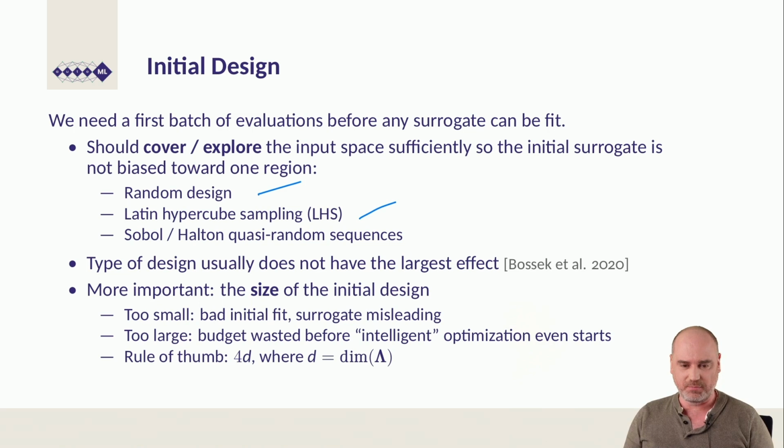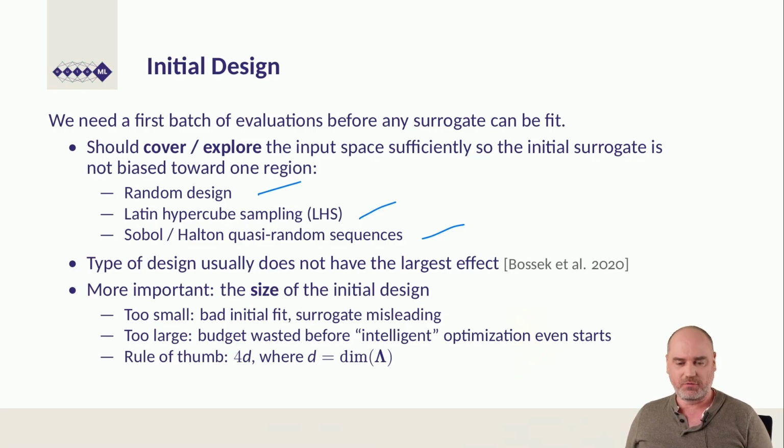There's stuff like Latin hypercube sampling or quasi-random Sobol sequences and so on. Usually the type of design does not have the largest effect on Bayesian optimization performance. What is usually a little bit more important is the size of the initial design. There are no perfect rules to determine that. The trade-off is usually that if we pick a design size which is too small, then there's going to be a bad initial fit, and our optimization might even go astray, so to speak, at least in the first iterations. The model we are fitting in the first iterations can be somewhat degenerate. And if it's too large, obviously we are wasting our budget before intelligent optimization even starts. So we want to be somewhere in between.